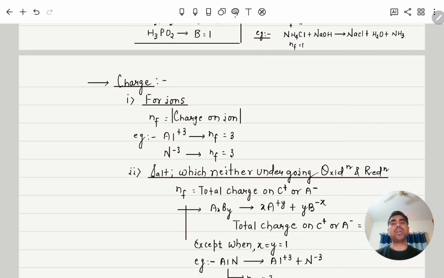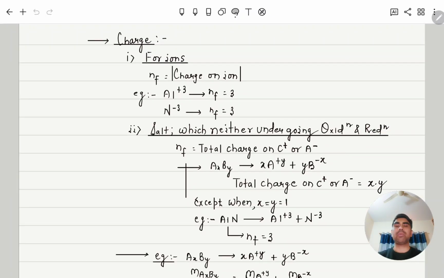Now coming to charge. In charge, we will study three segments. First, those ions which are in either cationic or anionic form. Per mole, whatever charge they have, that is called their n factor.